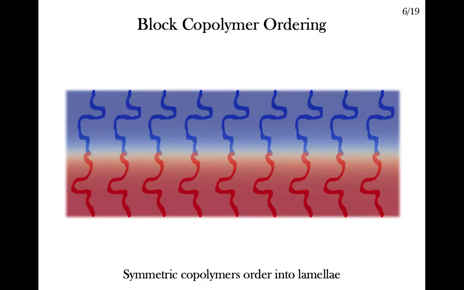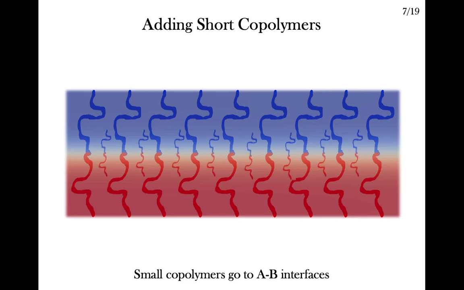To start with, let's go back to that simple lamellar phase formed by symmetric diblock copolymers. At this point, we're going to add some short copolymers to the melt. The A blocks of the short copolymers stick with the A blocks of the long copolymers, and their B blocks stick with the other B blocks. This results in them going to the AB interface, as shown here.